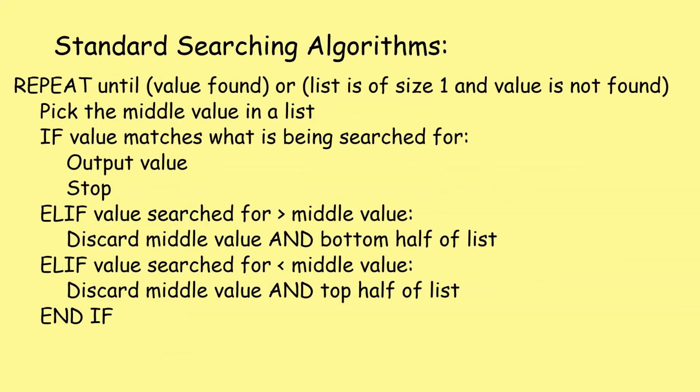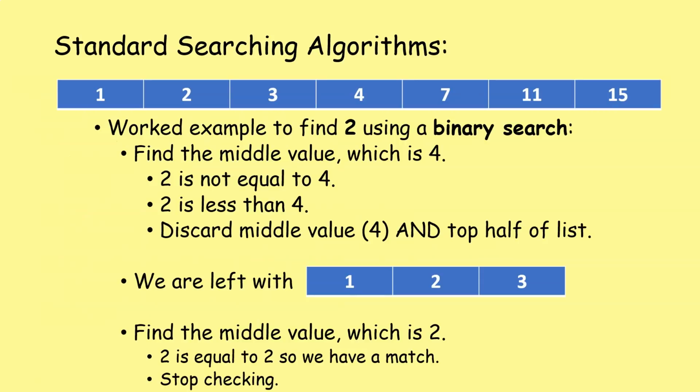The algorithm in pseudocode would look a bit like this. Repeat until value found, or list is of size 1 and the value is not found. Pick the middle value in a list. If the value matches what is being searched for, output the value and stop. Else if the value searched for is greater than the middle value, discard the middle value and the bottom half of the list. Else if the value searched for is less than the middle value, discard the middle value and the top half of the list. End if.